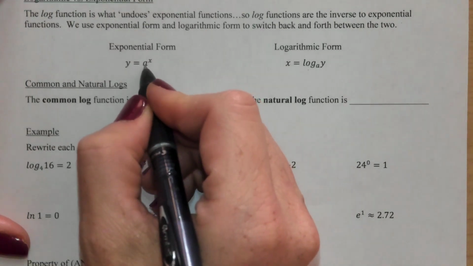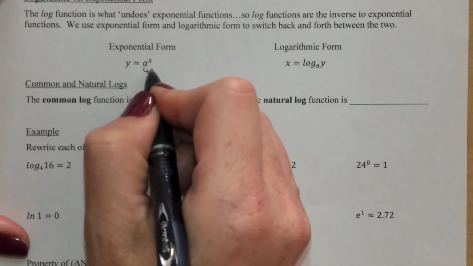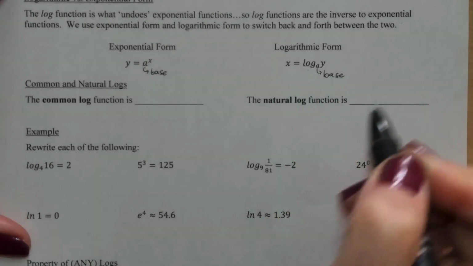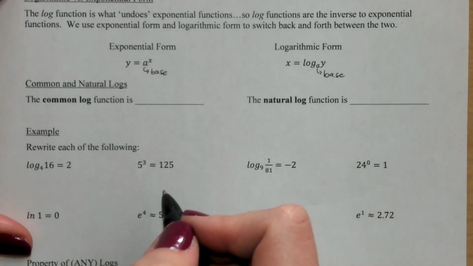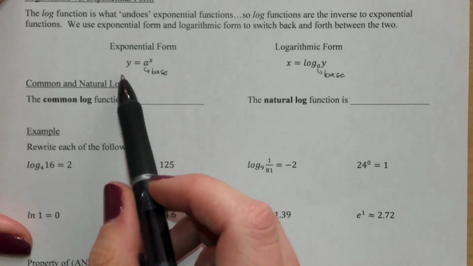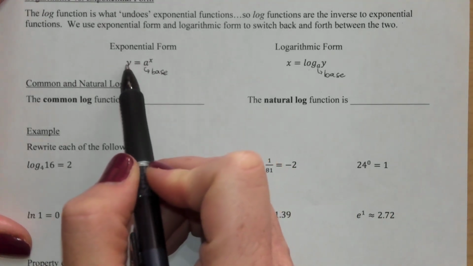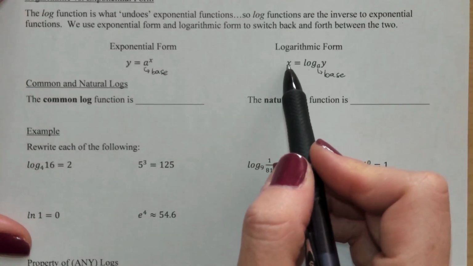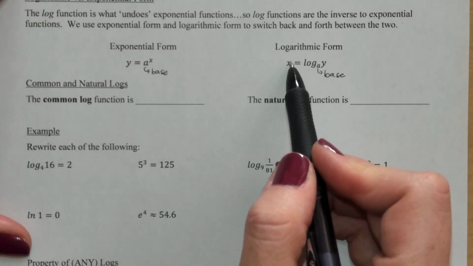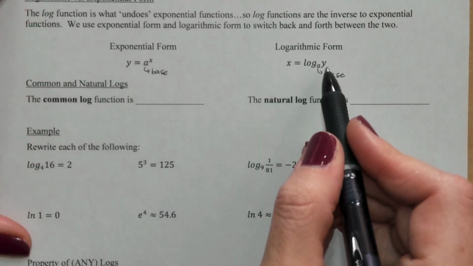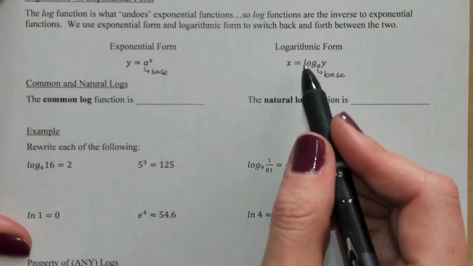So the base of the exponent, which is the a, that's called the base, becomes the base of the log. So that one's kind of straightforward. That makes sense. And then as you're switching things, the only thing I can really tell you is if you were equal to y over here, you cannot be equal to y over here. So y and x are going to have to switch places. Every single variable that you have here finds a new home in logarithmic form, and vice versa.